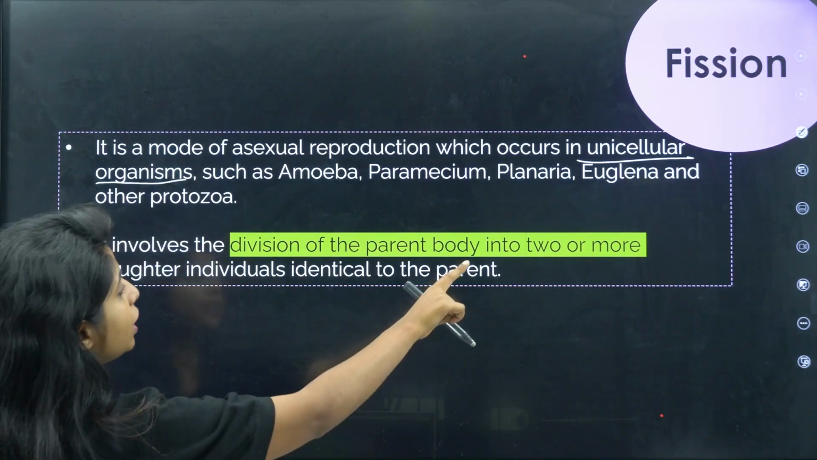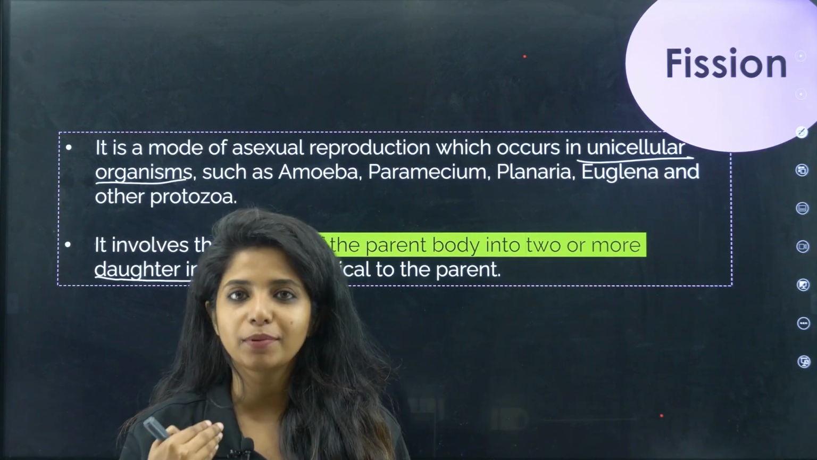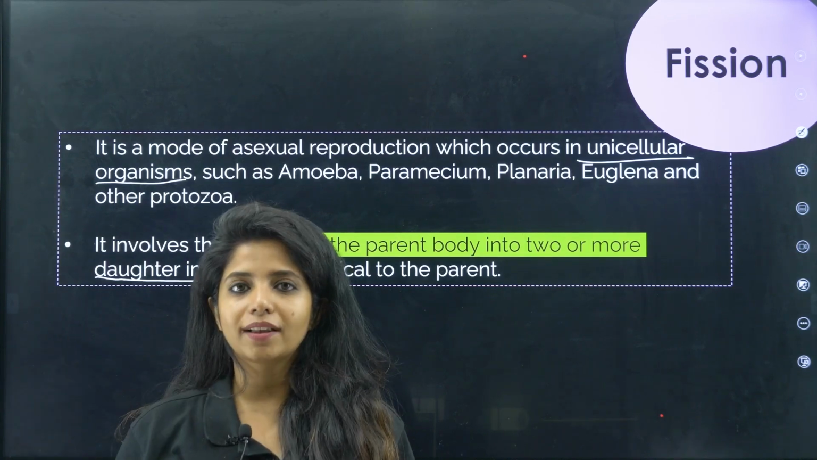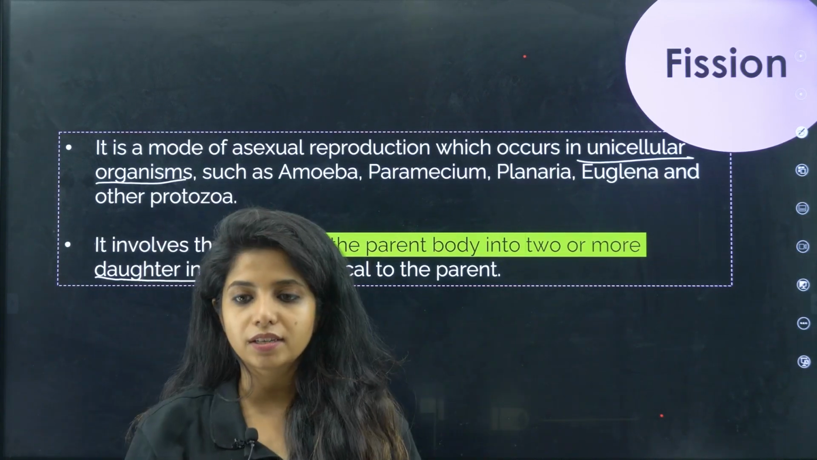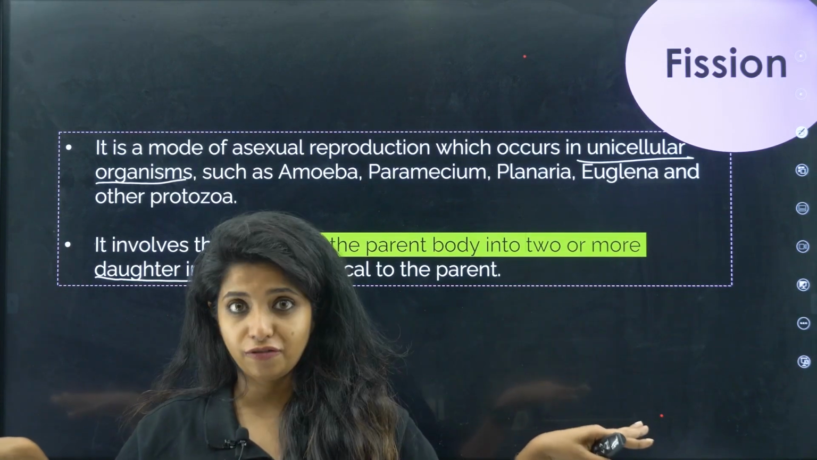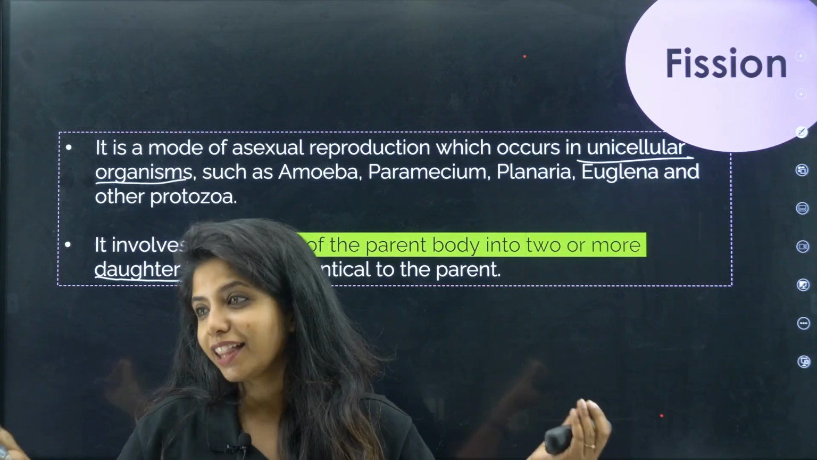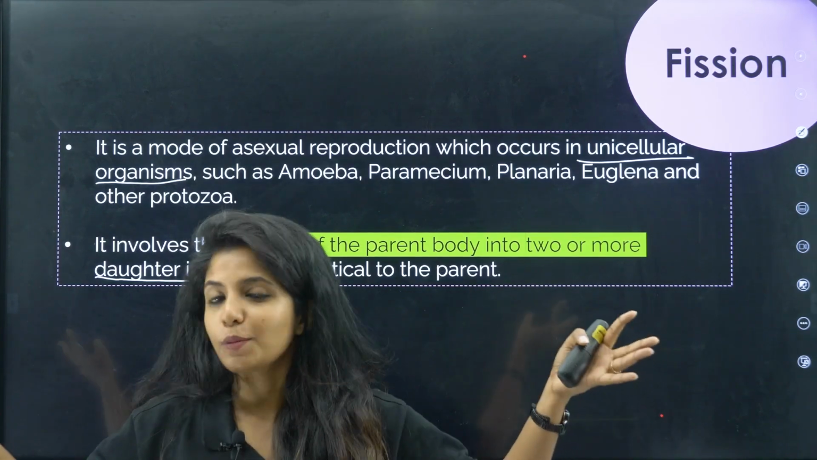Division of the parent body into two or more daughter individuals. Now you only think, can fission happen to us? Just imagine that Jasmine ma'am is cutting herself down, or fission is happening in my body and now I have two individuals with my half body. Does it make any sense? Can those particular pieces survive?